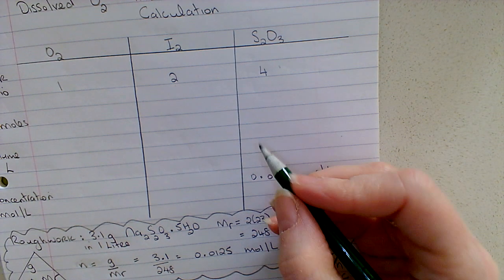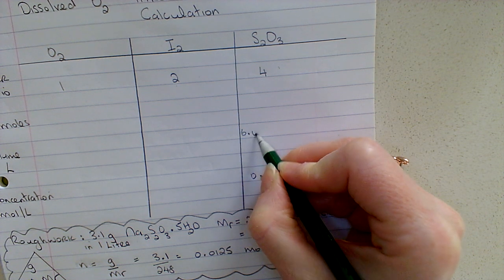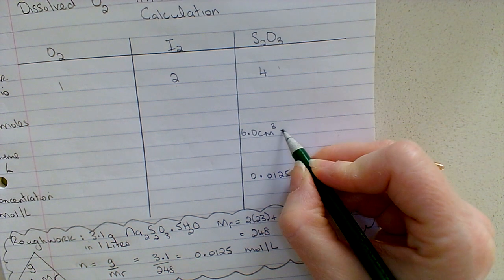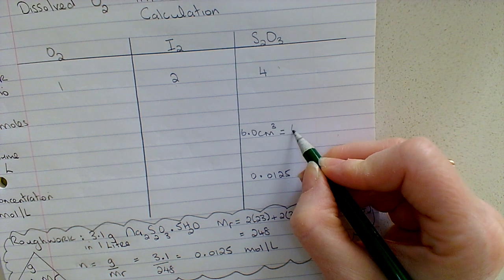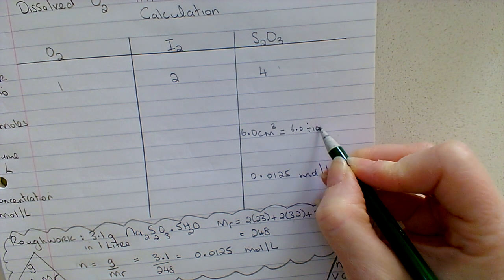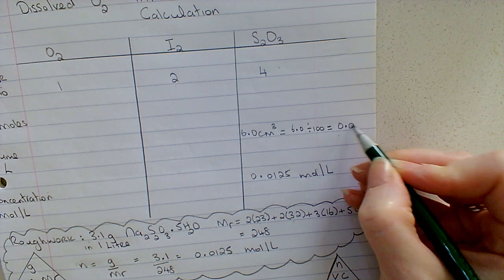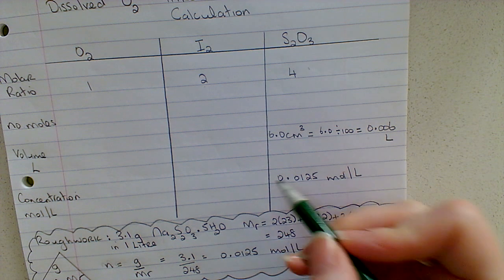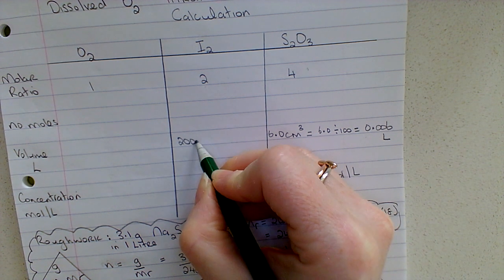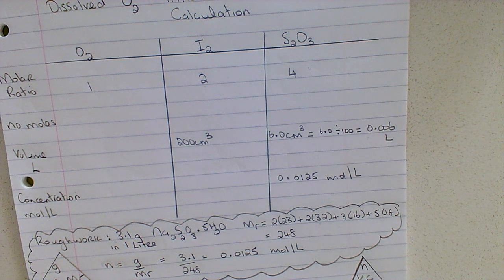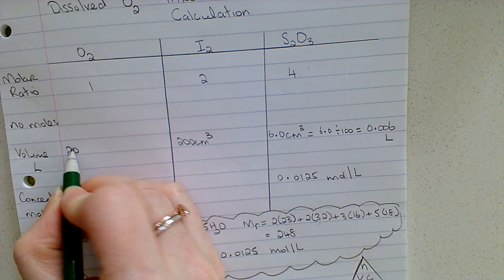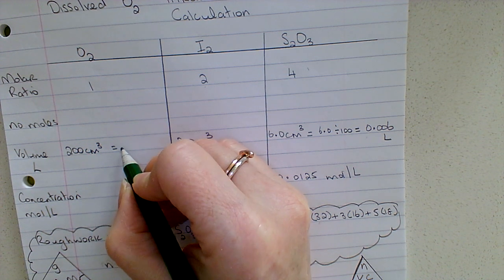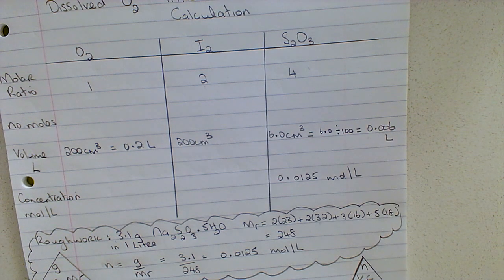So we had 6.0 centimetre cubed as my titration value for my sodium thiosulfate. I need to convert that into litres, so I divide by 1,000 to convert centimetre cubed to litres, so I have 0.006 litres. Now, I was told that I had 200 centimetre cubed volumes of my water sample, so I can write that in for both my oxygen and my iodine. When I convert that to litres, that's 0.2 litres.